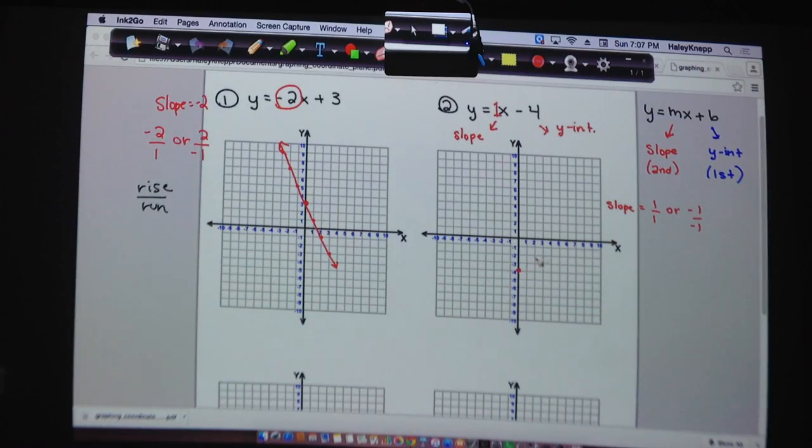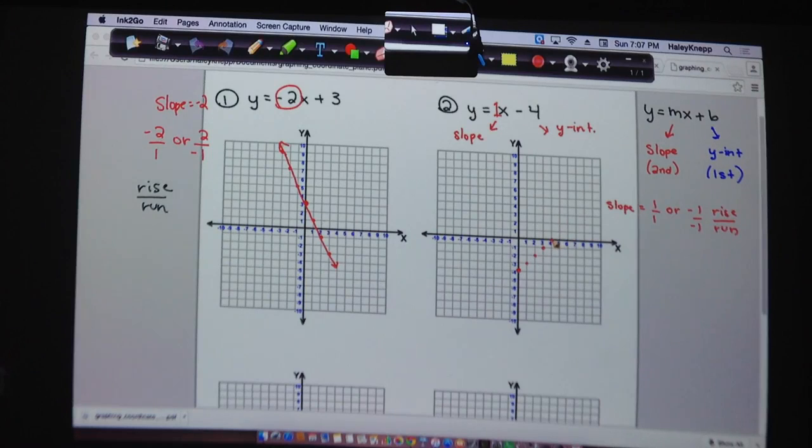So from this point, rise over run. I will rise 1, run 1. Rise 1, run 1.